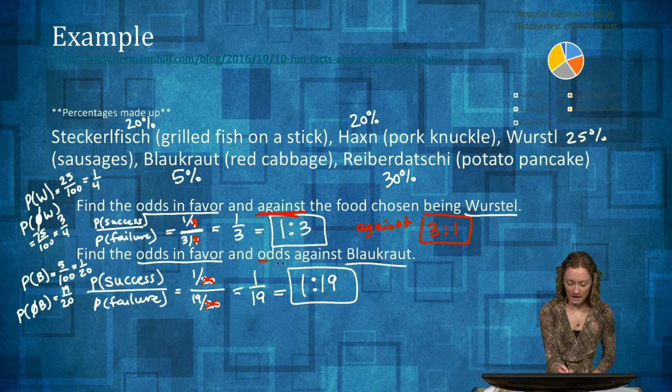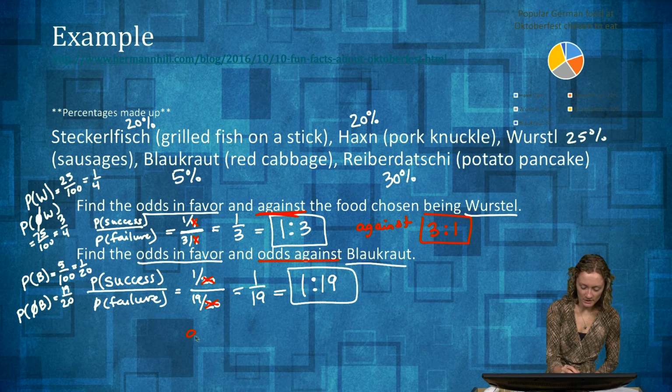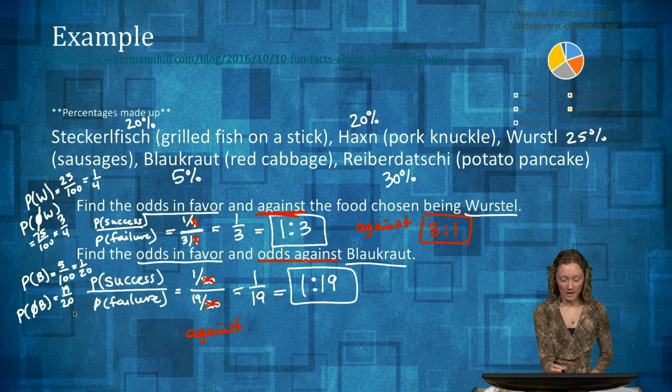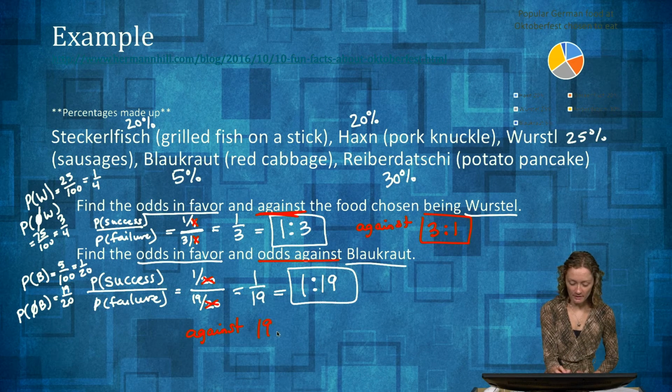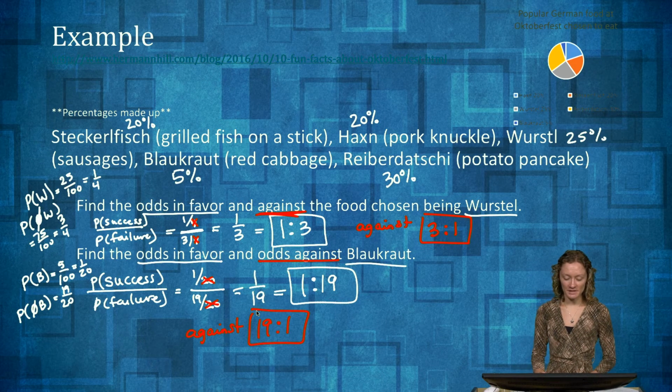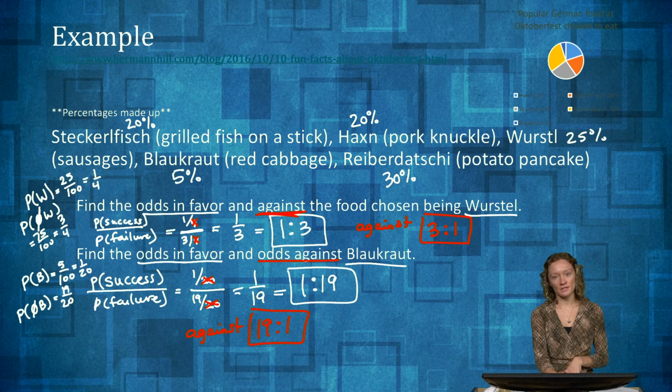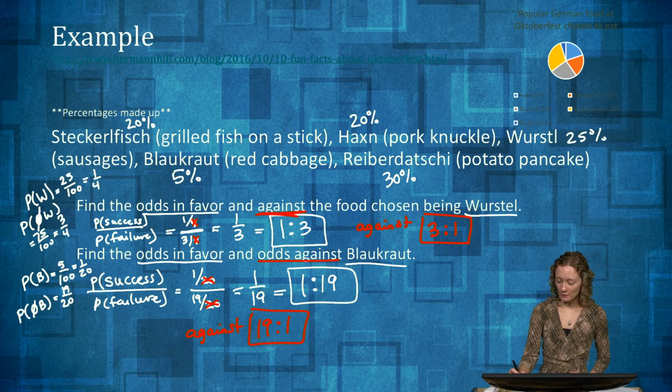Okay, we also need odds against black route being chosen. So against, you can use all this information to go through the process again, or you can just flip it. 19 to 1. Same information, just different presentation. Odds against says for every 19 times it's not chosen, there'll be 1 time it is chosen. Odds in favor says for every 1 time it is chosen, 19 times it's not chosen. It's just a matter of where you're putting the attention first.